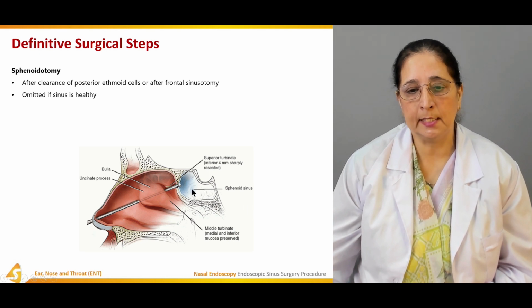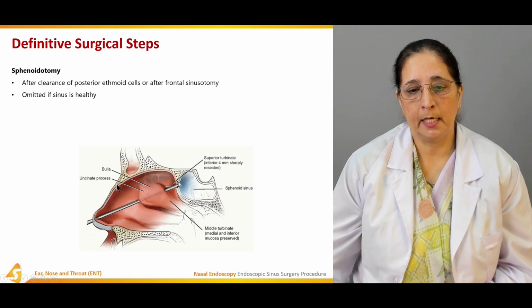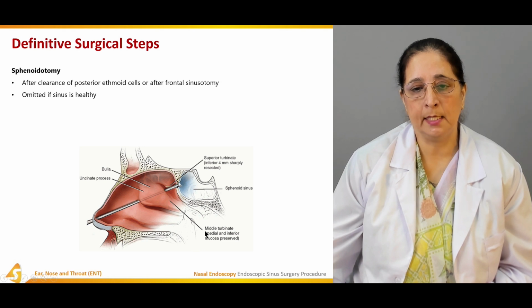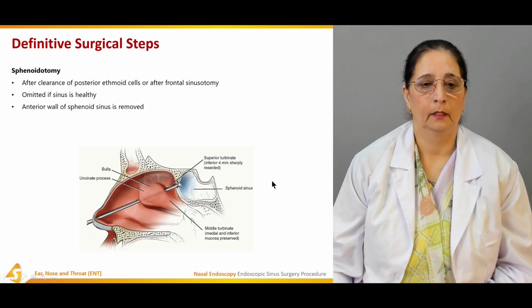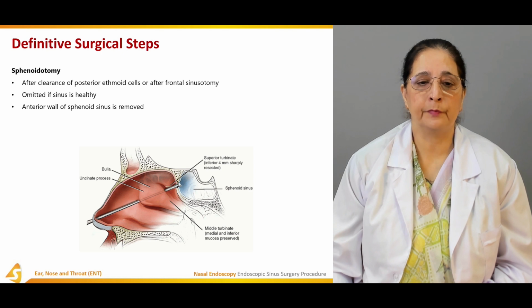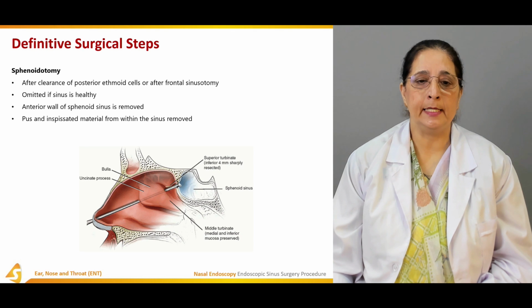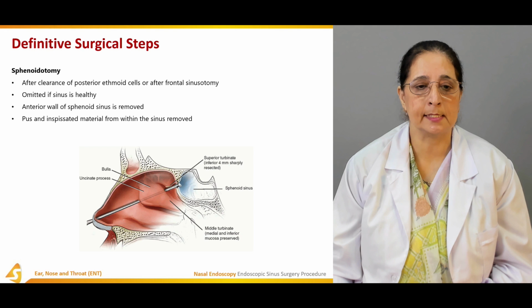Here you can see this is the sphenoid sinus on the back. This is the bulla and uncinate process. So uncinate process, bulla, sphenoid sinus. This is the middle turbinate, and then we have the superior turbinate. Anterior wall of sphenoid sinus is removed. Pus and any material present in the sinus is removed.